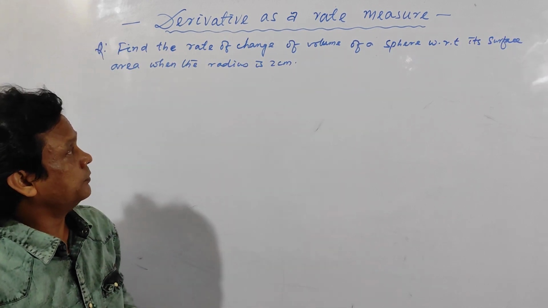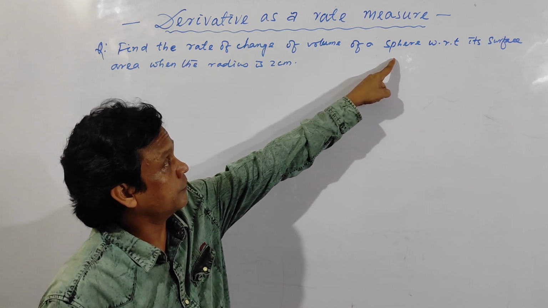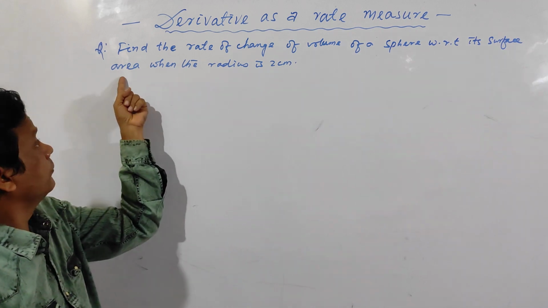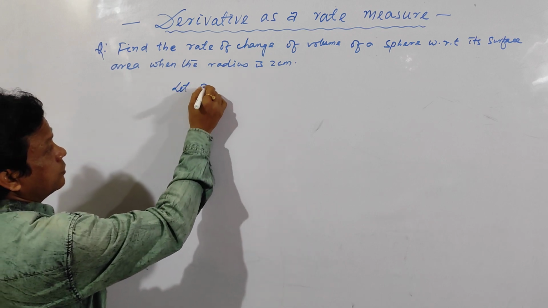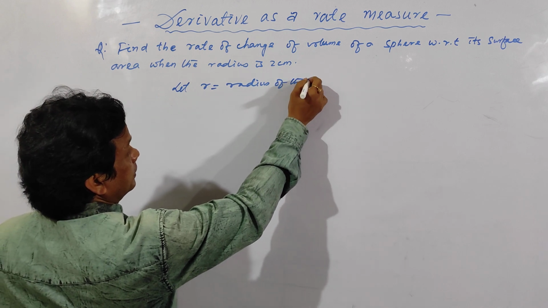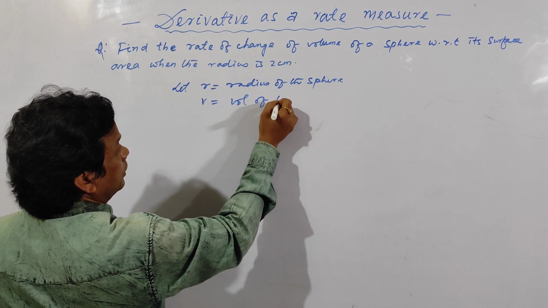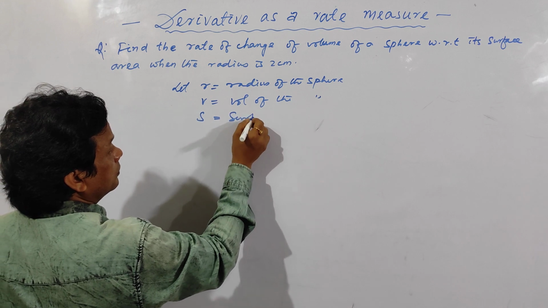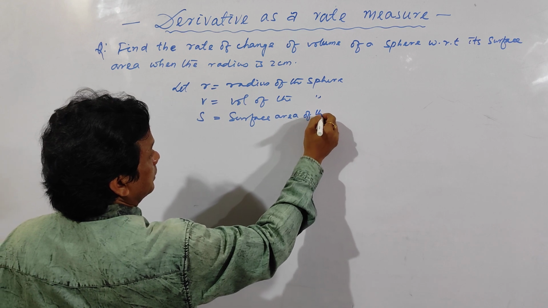See, this is a different type of question. Find the rate of change of volume of a sphere with respect to its surface area when the radius is 2 centimeter. That means, see here, radius is given, so let r be the radius of the sphere. Clear? Now V is the volume of the sphere, and S is the surface area of the sphere.